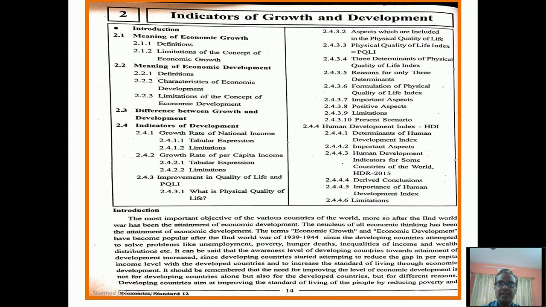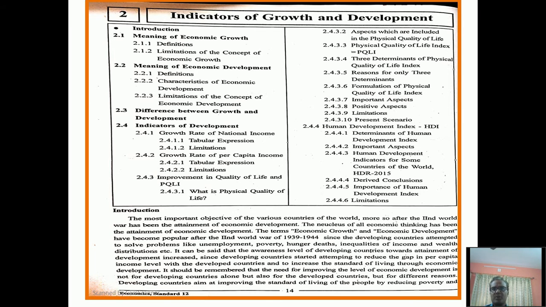Then fourth is HDI, that is Human Development Index, the determinants of it and its important aspects, human development indicators of some countries of the world in 2015, the importance of the human development index, and limitations.